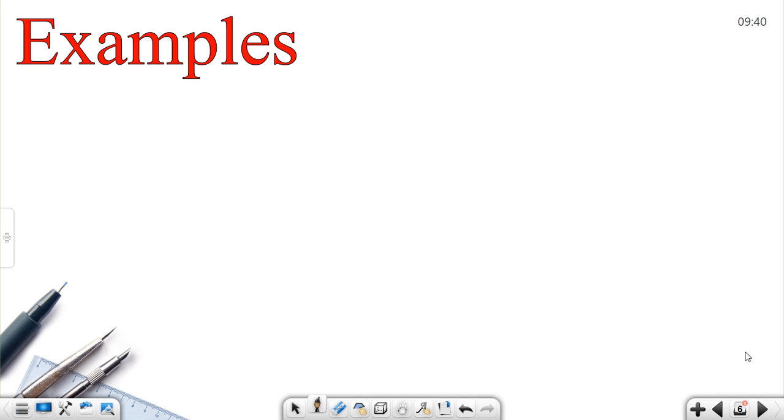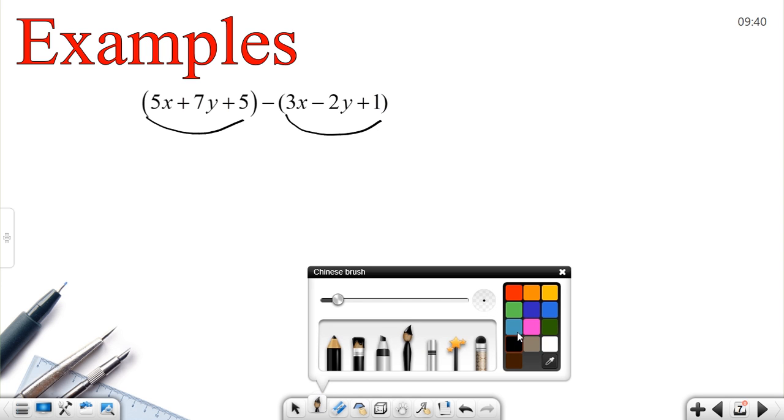Okay. Now we will talk about subtraction. We will see what is the difference between subtraction and addition. Let's see an example. Okay. In this example, as you see, first one expression, but this is negative.